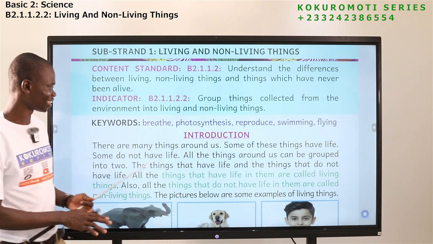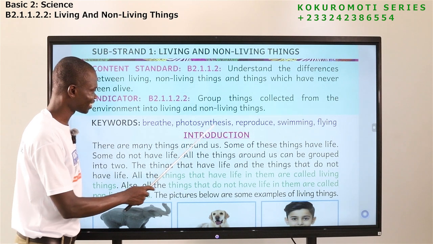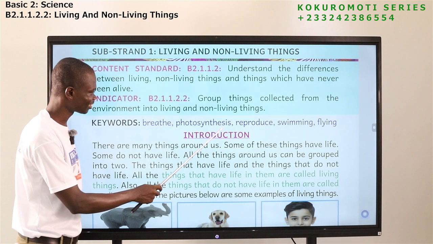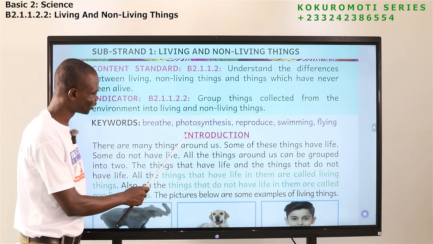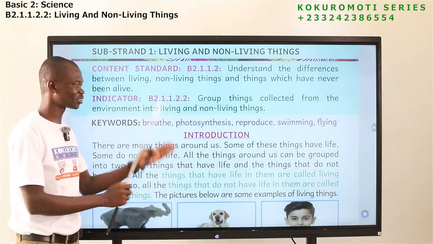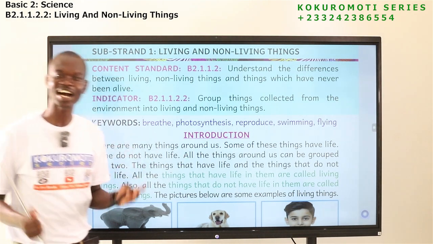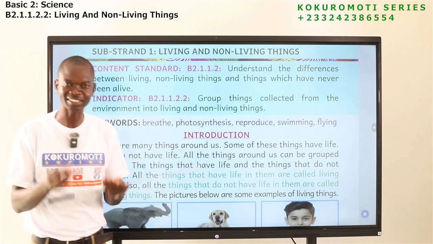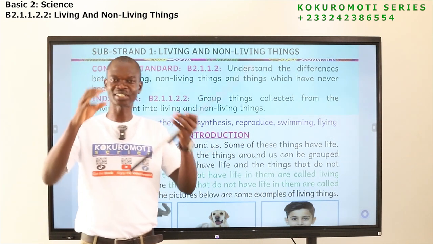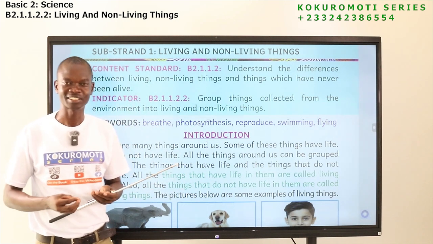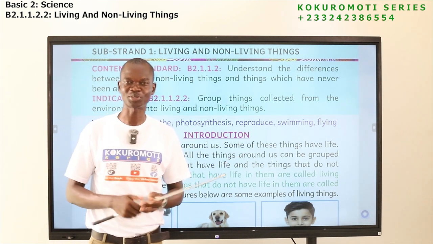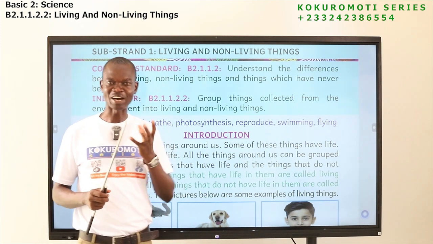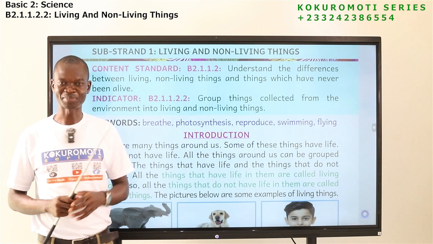The next word is photosynthesis. Photosynthesis. So photosynthesis is all about how plants make their own food. The process by which plants prepare their own food is what we call photosynthesis. You are wondering how plants are able to prepare their own food? Don't worry, I'll explain to you.